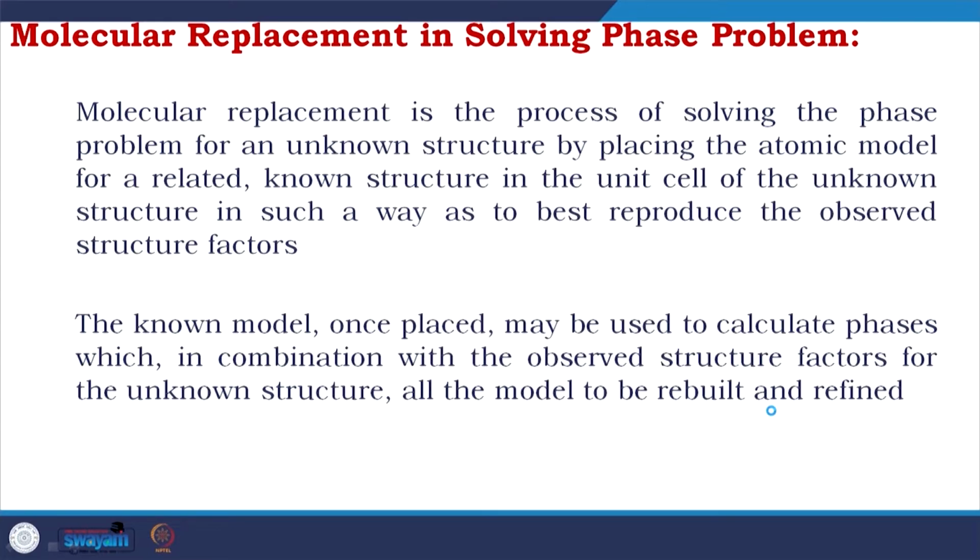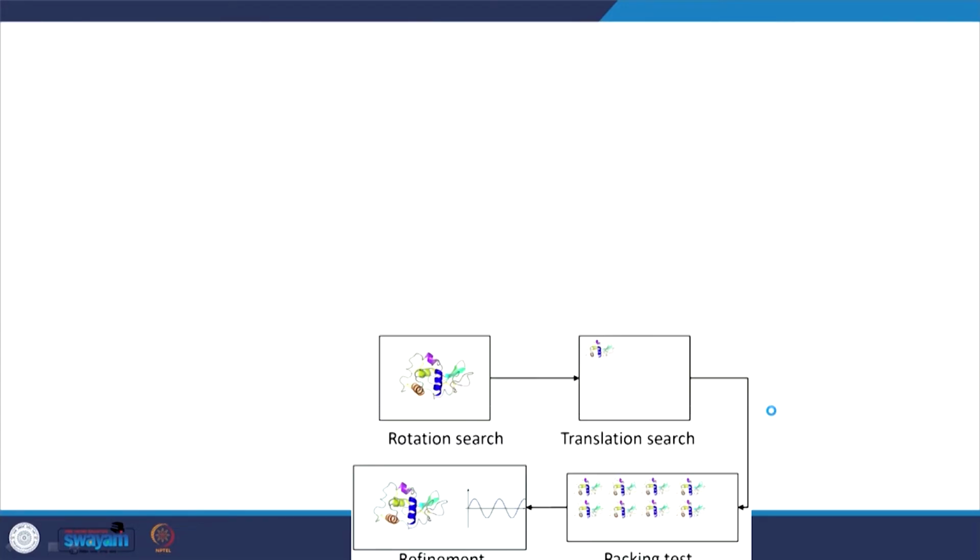So, from the experiment you get the structure factor, you get the amplitude. Somehow, by doing the theoretical operation of rotation and translation, you fit that with the previously solved structure and get the phase and solve the new structure.